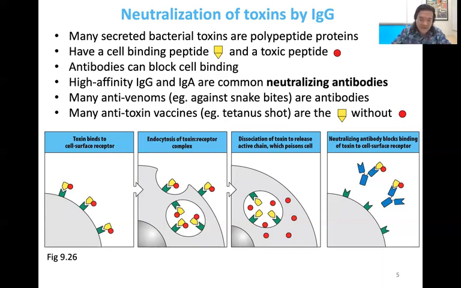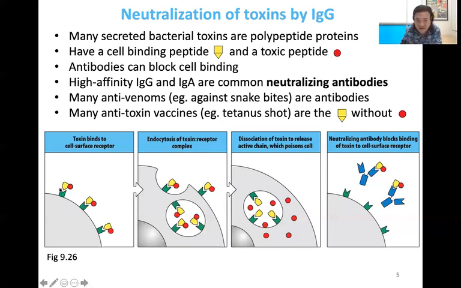So many of these toxins are small proteins. Some of them are made up of different parts. For example, this toxin here, let's pretend it's made up of 2 parts. Both of these are protein parts, but they work together. One part, this sort of yellow structure here, is the part that's responsible for being the right shape to bind to, let's say, the surface of your cell. The other part, the red dot, is the actual toxic peptide. This is the part that if it gets into your cell, it can wreak havoc.